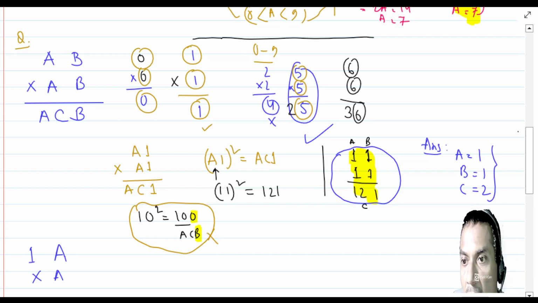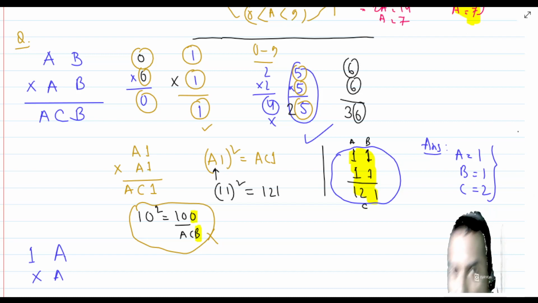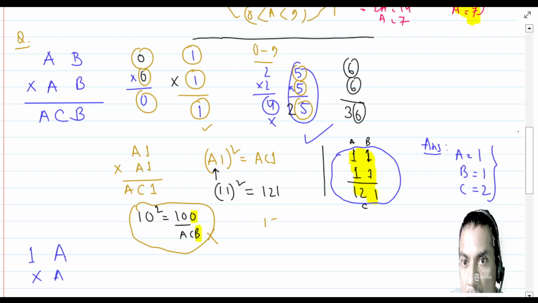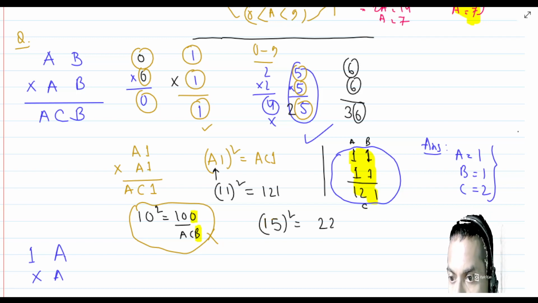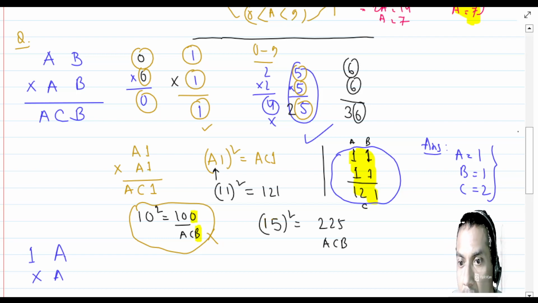Again, if we consider 5, b can be considered as 5, but why is it not possible for a? Because if I consider the first digit a as 1 and put the value b as 5 and square it, we get 225. Again, it does not match with the ACB. Why does it not match? Because here we consider a as 1, and b matches, that is fine.